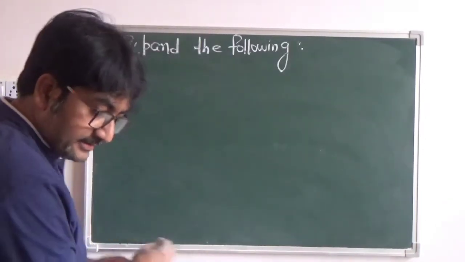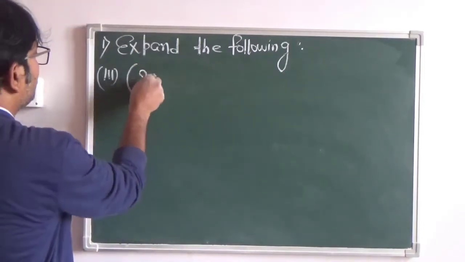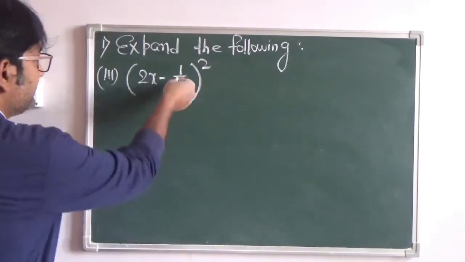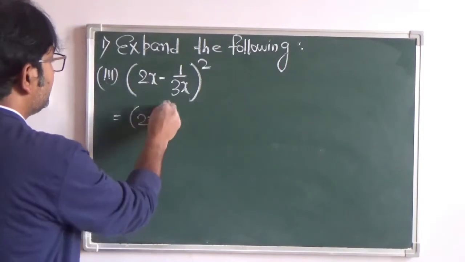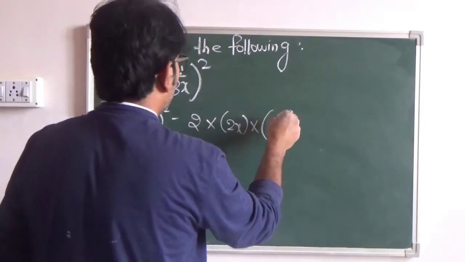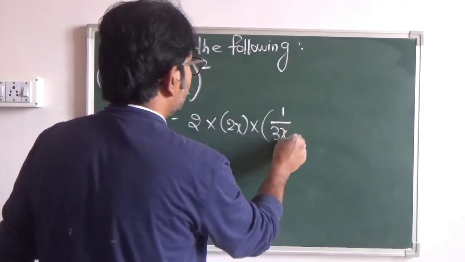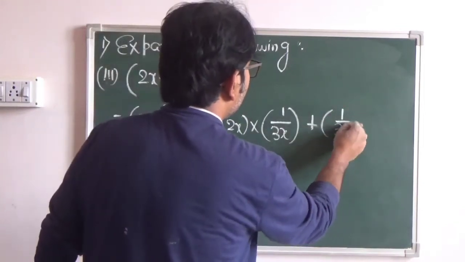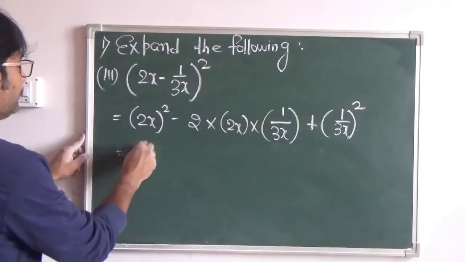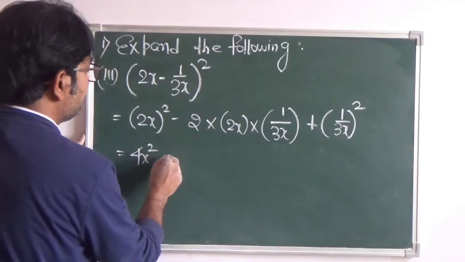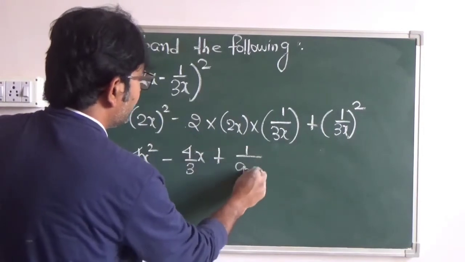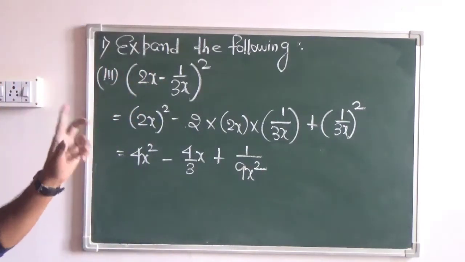Then the next question is (2x - 1/(3x)) whole square. Again (a - b) whole square, the only thing is the second number is in fraction. So (2x) square minus 2 into 2x into 1/(3x) plus (1/(3x)) square. So a square minus 2ab plus b square. It is coming to 4x square minus 4/3 plus 1/(9x square). So this is the result.